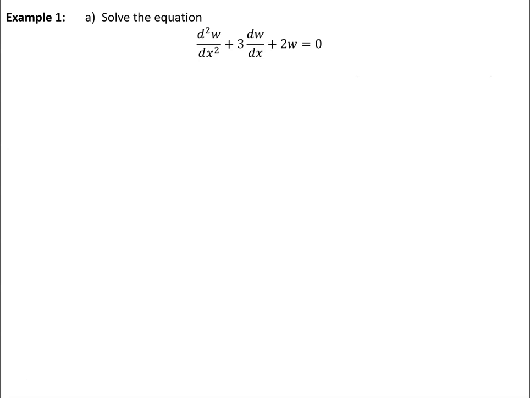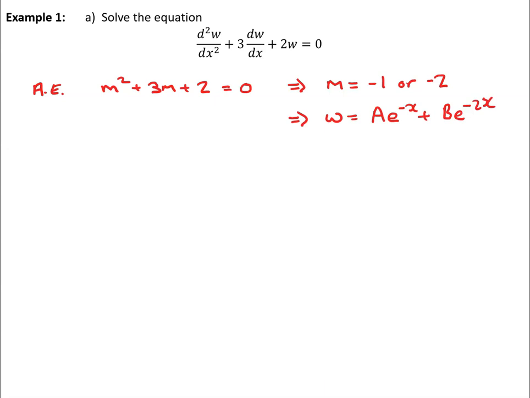So to begin with, we've simply got to solve the equation d2w/dx squared plus 3 dw/dx plus 2w equals 0, which is precisely the sort of equation that we've been solving in the previous two videos. So the auxiliary equation is m squared plus 3m plus 2 equals 0, which has roots of m equals minus 1 or minus 2. So we can say that the solution of this equation is w equals ae to the minus x plus be to the minus 2x.